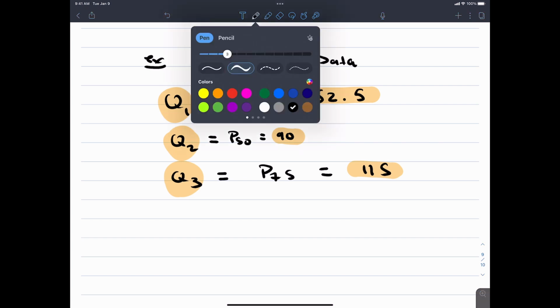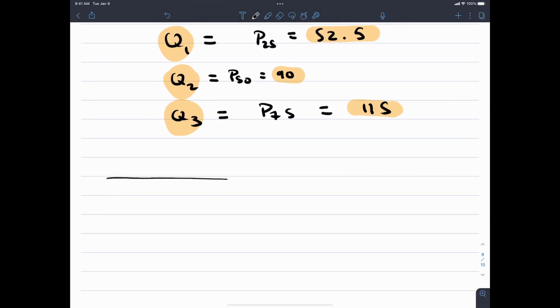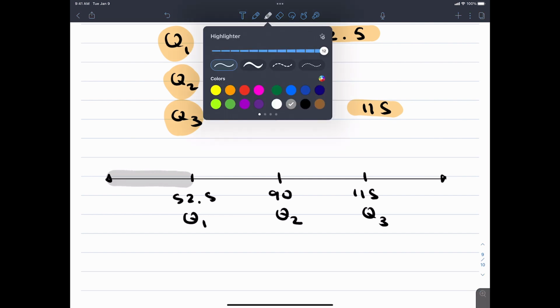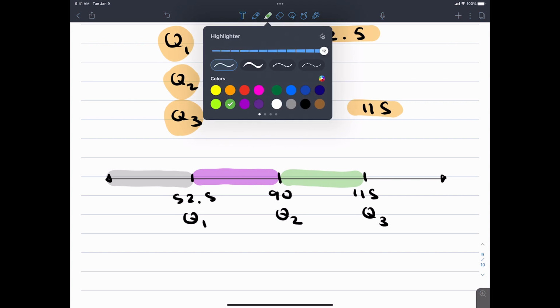So what I want to remark and say to you guys is a few things here. If you were to plot this on the real number line, because remember this is 4 groups, 52.5, 90, 115, okay? Q1, Q2, Q3. You partitioned your data into how many groups? 4 groups. And that was the test score data.